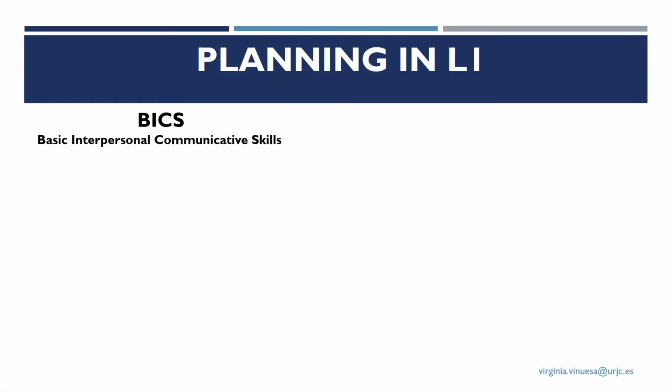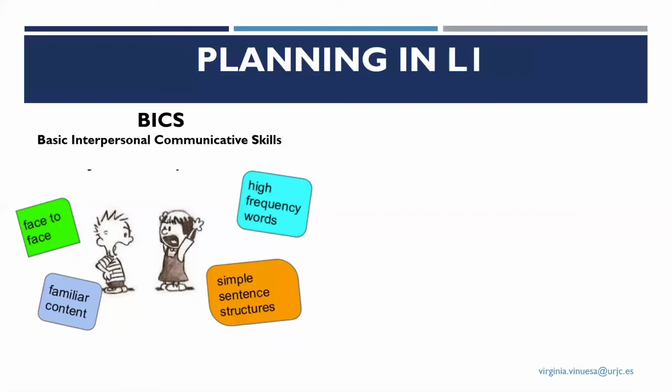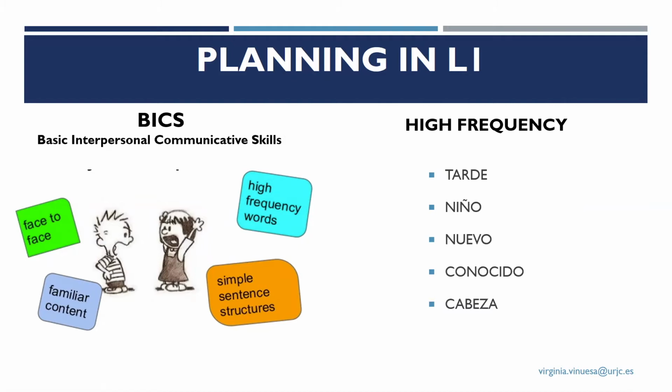Then students have the everyday language in Spanish. I mean, they have the BICS, basic interpersonal communicative skills. They are able to speak face-to-face with other people. They are able to speak in familiar contents. They can use simple structures, simple sentences. They can use different sentences and structures. They can use high-frequency words. For example, these are very simple examples of high frequency. They know words like, for example, tarde, niño, nuevo, conocido, cabeza. I mean, they have the language they need to communicate in familiar contexts.